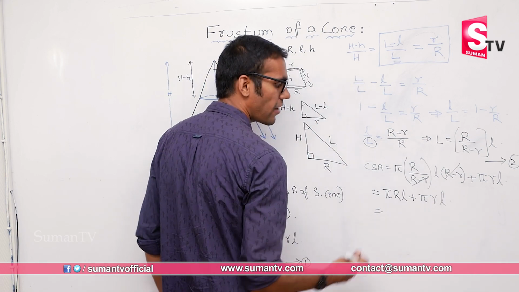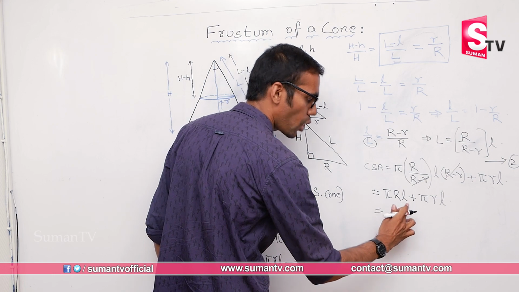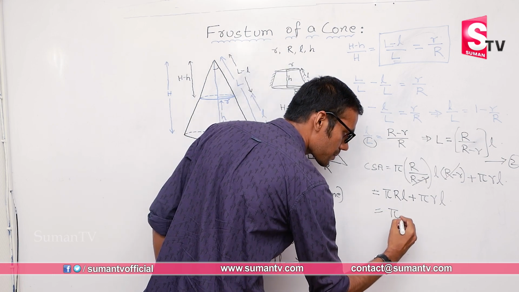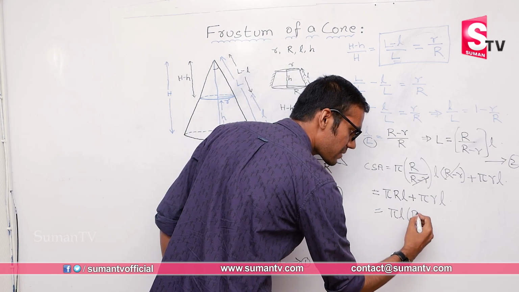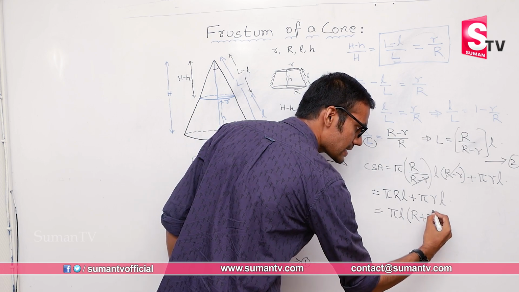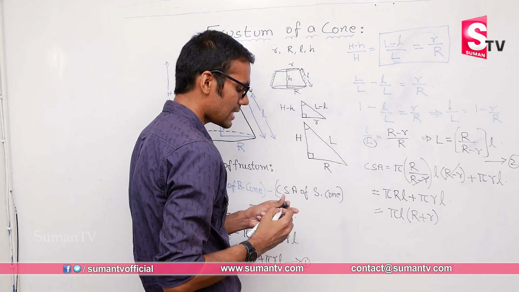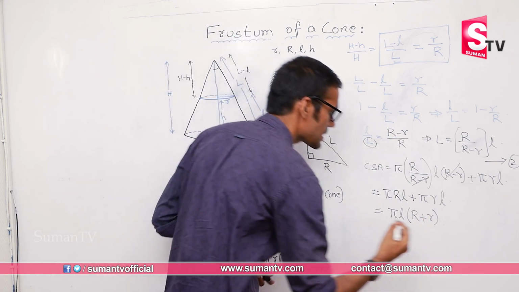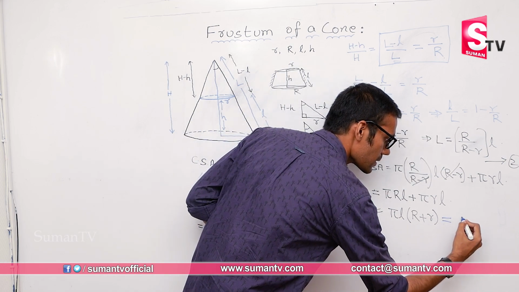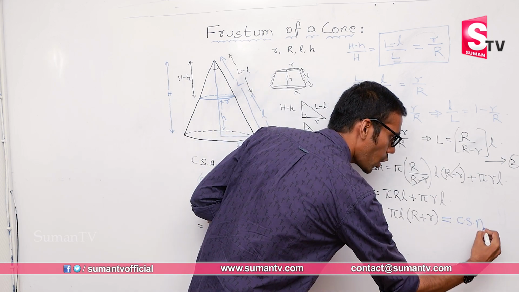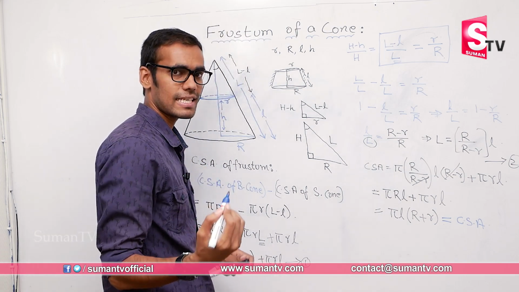So if you factor out pi and small l, we'll be left with capital R plus small r inside the brackets. So this is nothing but CSA of the frustum. So this is CSA of frustum. What will be the TSA?